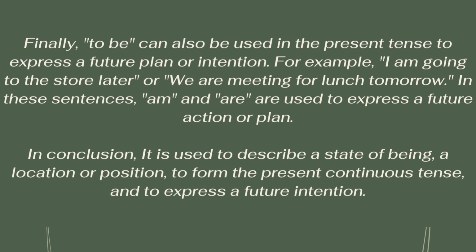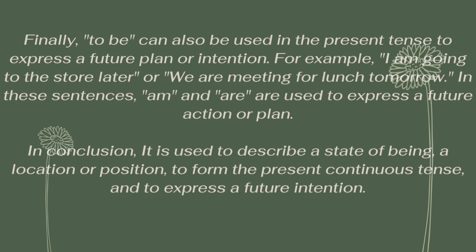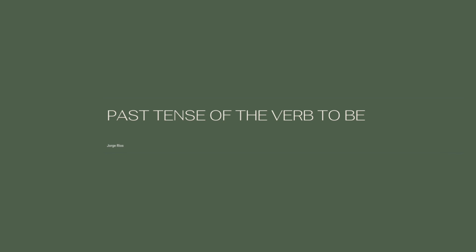Finally, to be can also be used in the present tense to express a future plan or intention. For example, I am going to the store later, or we are meeting for lunch tomorrow. In these sentences, am and are used to express a future action or plan. In conclusion, it is used to describe a state of being, a location or position, to form the present continuous tense and to express a future intention.